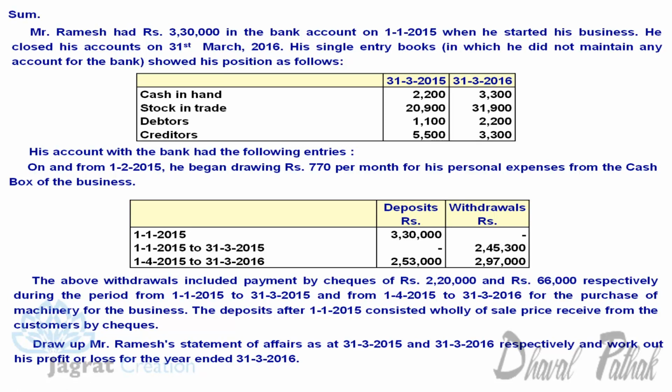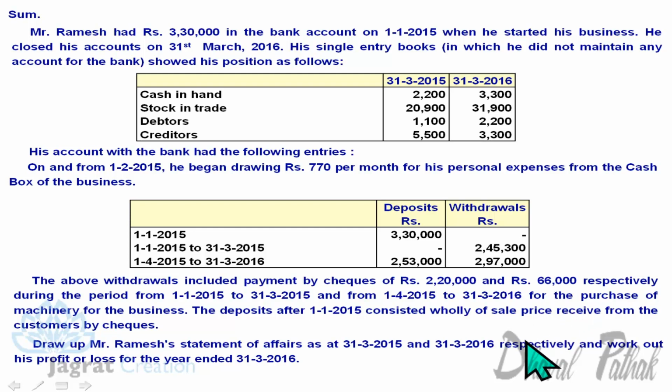This bank balance will go on the asset side, and in this 2,97,000 withdrawal, 66,000 is the purchase of machinery. That will also appear on the asset side. And when you write 66,000 on the asset side, don't forget to add the previously purchased machinery. So in the second statement of affairs, you are required to write down the machinery, not only 66,000, but 2,20,000 plus 66,000. That is the most important point in the sum.